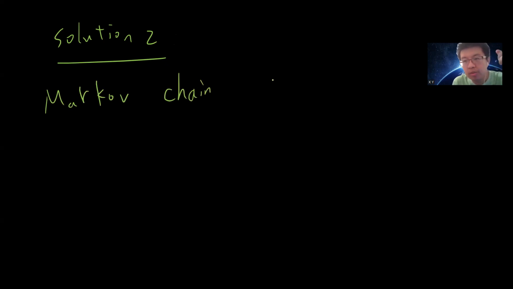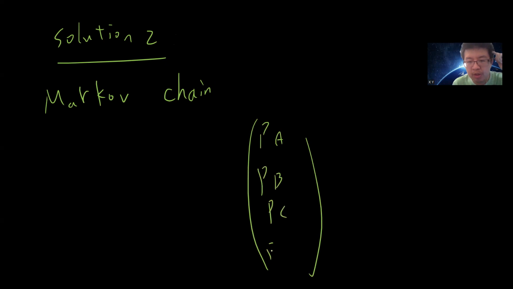So basically, Markov chain means you have some finite states, and at each time step there will be a transition probability, and that transition probability is independent of the time. Okay, so in this picture we simply have PA, PB, PC, PD.